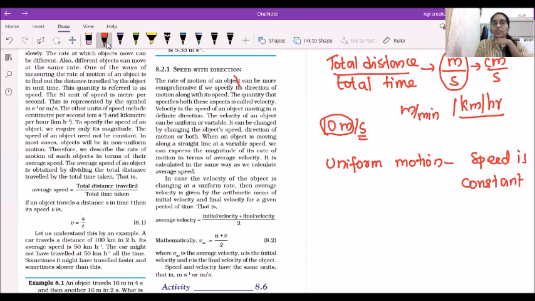Look at this equation, average speed. Why are we taking average speed? Because, as I told, normally the speed will not be constant. The value of speed will be changing. So that's why we are using the term average speed. Average speed is equal to total distance traveled divided by total time taken. And in physics, S is the letter we use for representing distance.